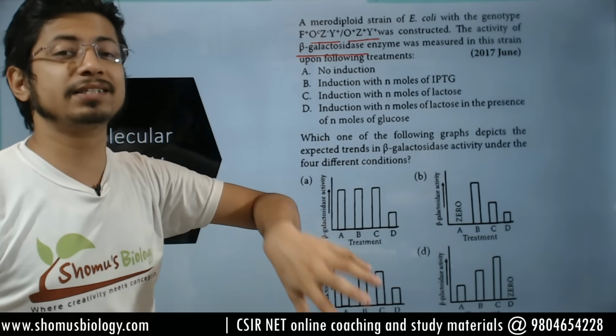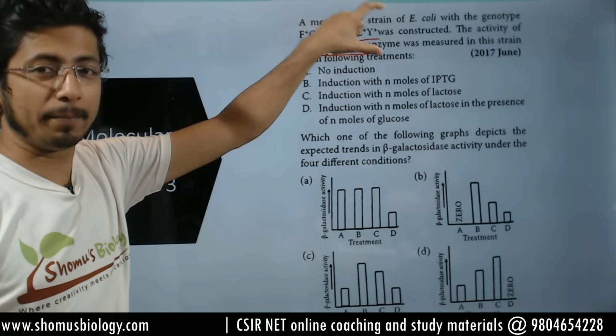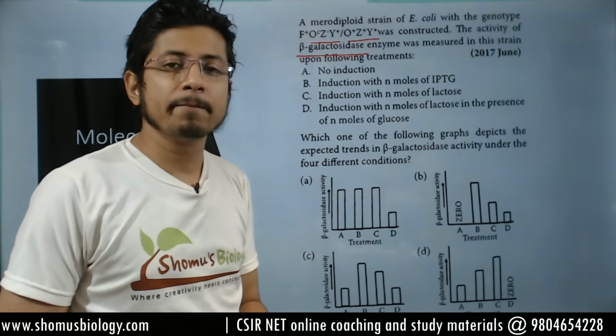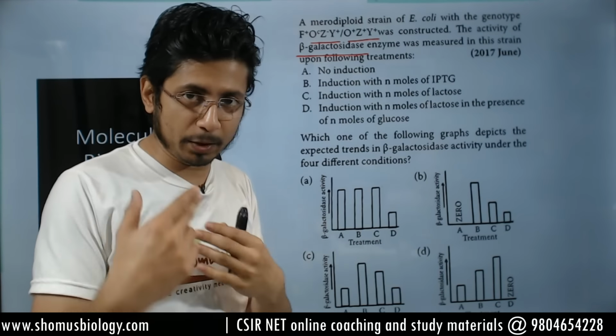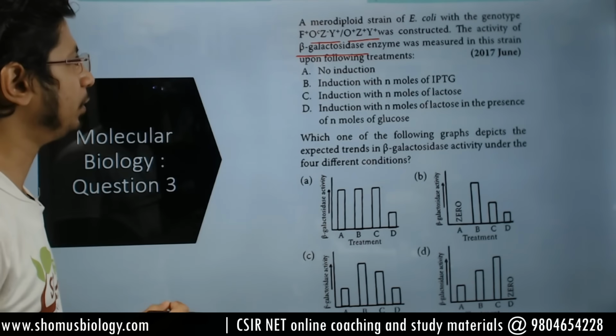You need to understand the graph as well as read the statements, and also you need to know the question topic. The question is from the lac operon, first of all. Second, merodiploid lac operon problems. We have talked about that in a separate video. You can watch that video later on.